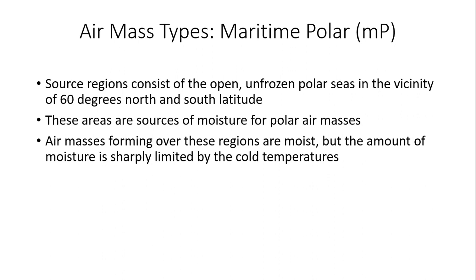For maritime polar air, this is abbreviated by the letters MP. The source regions consist of the open, notice this, unfrozen polar seas, higher latitude waters that are unfrozen, in the vicinity of the 60 degrees north and south latitude lines. Now, these areas are sources of moisture for polar air masses. Air masses forming over these regions then are moist because they're forming over the unfrozen waters. So they tend to pick up moisture. But the amount of moisture is going to be sharply limited by the cold temperatures. Just keep in mind that cold temperatures can hold much less moisture than the warm temperatures.